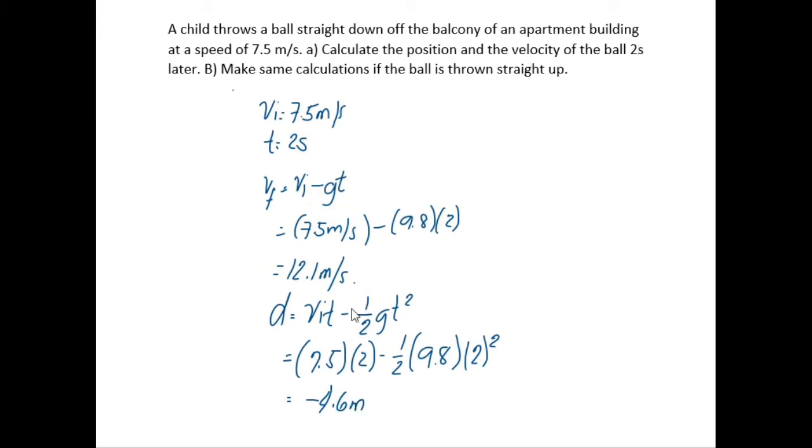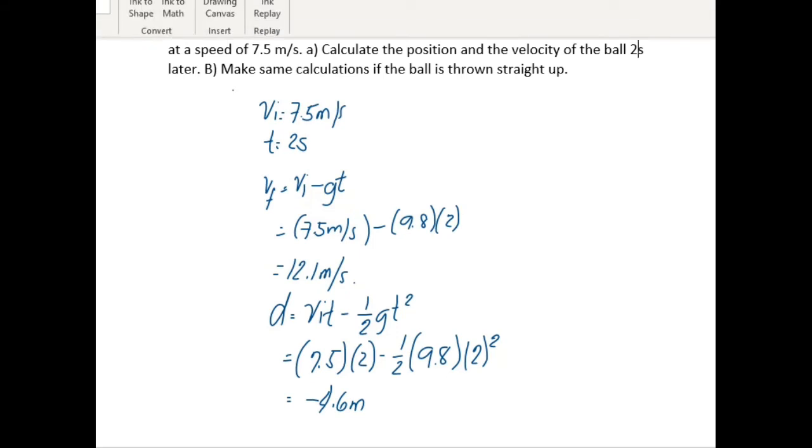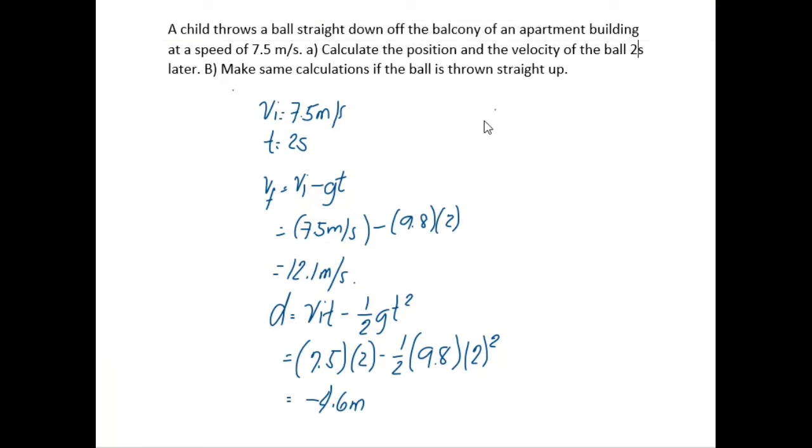Okay, now let's just discuss the interpretation of our answers. For example, we have here as the initial position y equals 0. The ball was thrown straight upward and then it will fall. So after 2 seconds, it has already reached negative 4.6 meters from this point.